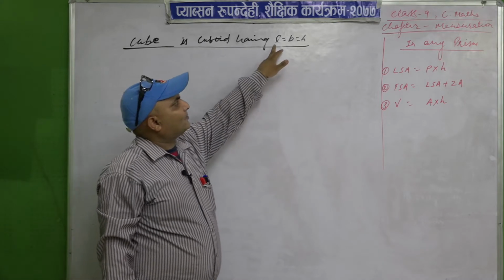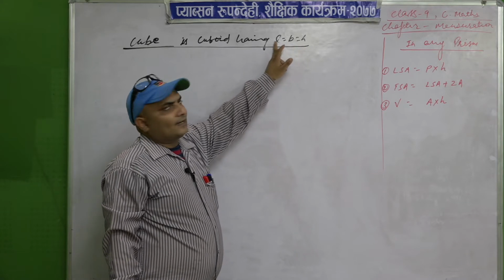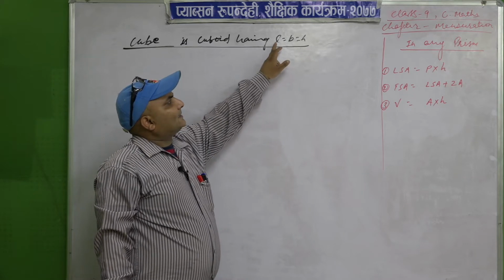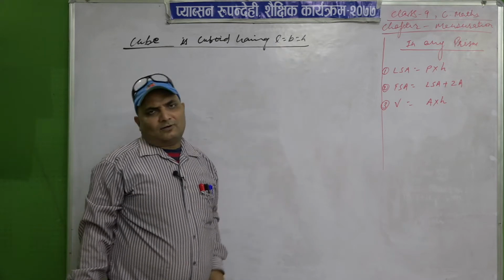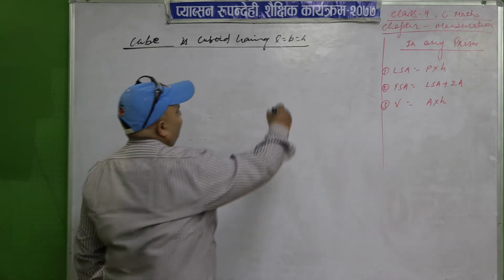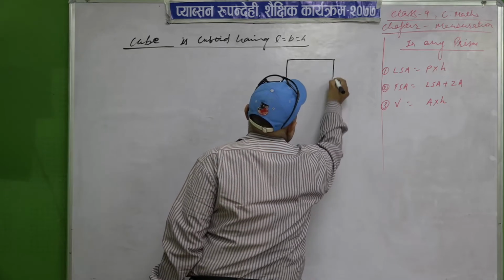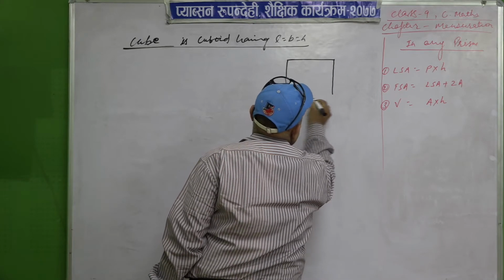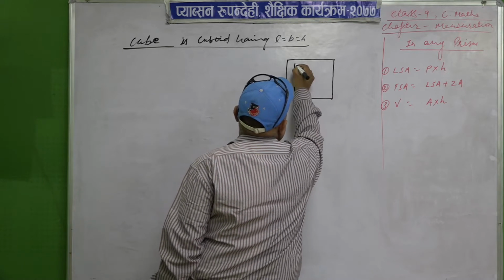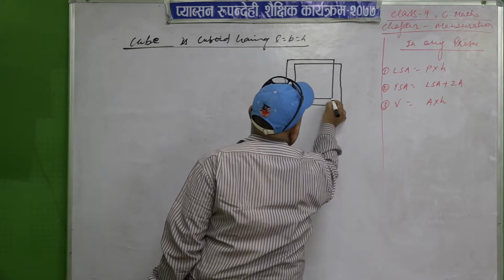In the place of length you can write B or H. In the place of B you can write L or H. In the place of H you can write L or B. So this is the meaning of a cube. And if you draw a cube, then all length, breadth and height must be equal, then it will be a cube.